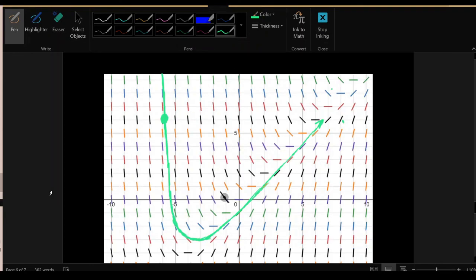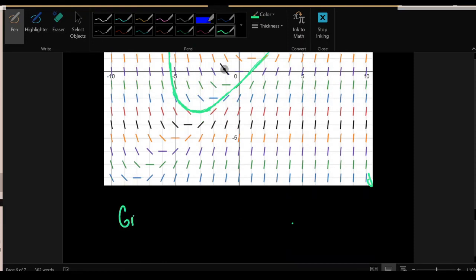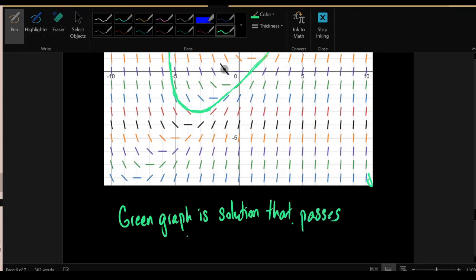In green, what we have drawn is the graph of just one of the many different solutions to the ODE. The solution that seems to be passing through the particular location at, roughly speaking, -6 on the x-coordinate, +6 on the y-coordinate. So let me make a note of that. Green graph is solution that passes through the location -6, +6.